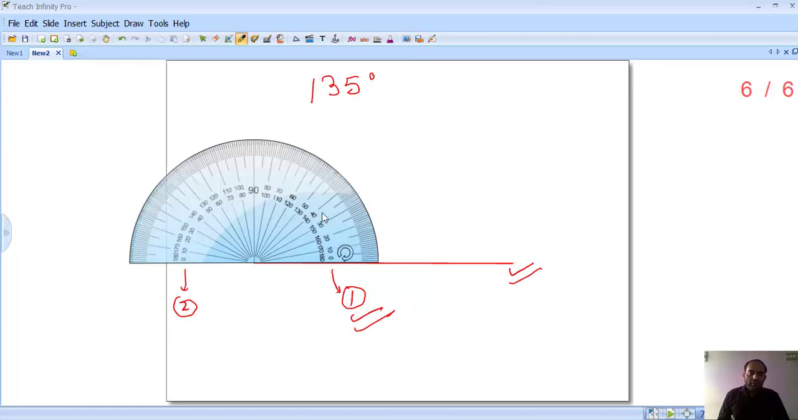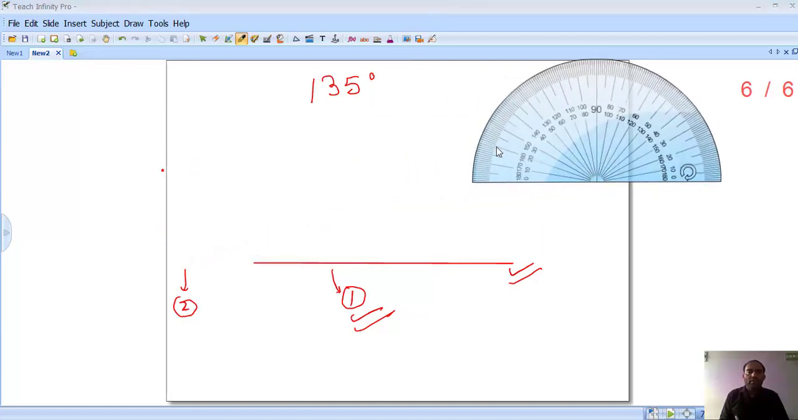Okay, angle is 135. Count 0, 10, 20, 30, 40, 50, 60, 70, 80, 90, 100, 110, 120, 130 and 135. This is 135. You can count and check: 131, 132, 133, 134 and 135. Remove your protractor, join both the points and your angle will be ready.